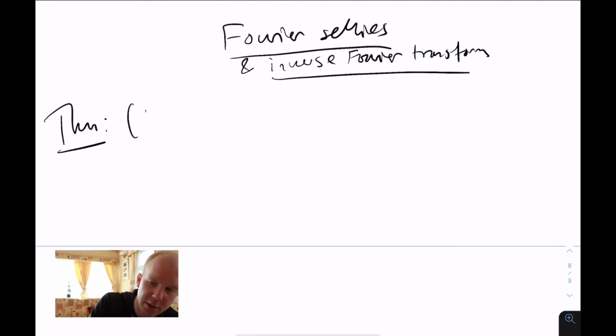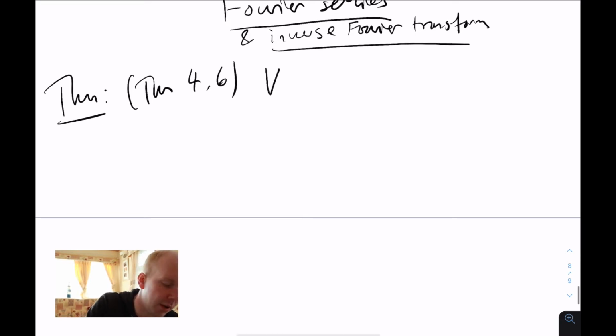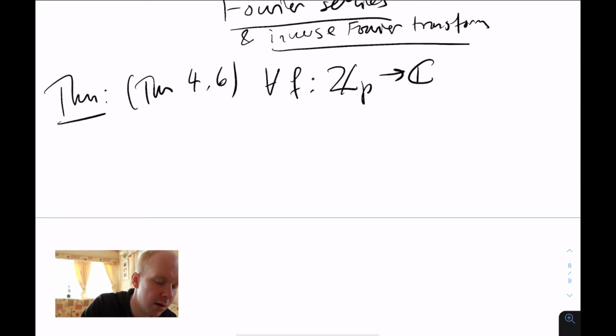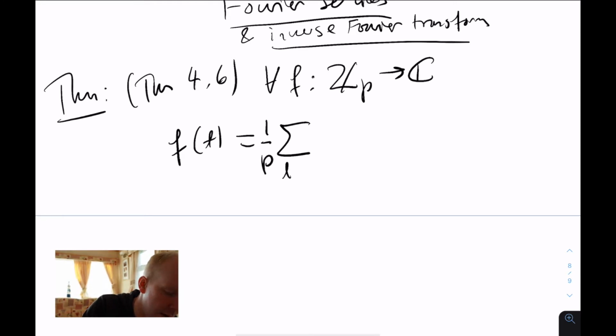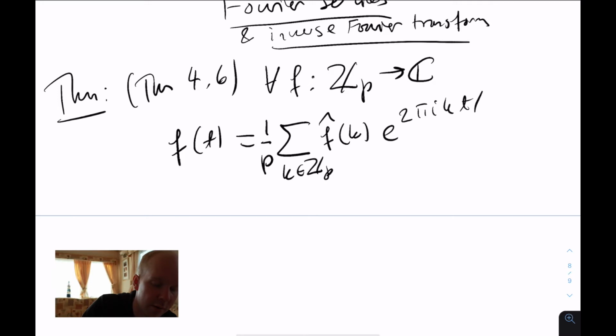So there's this theorem, I think it is Theorem 4.6 in the notes, which says the following: for any f from Z_p to C, any function, we have that f at the point t is given by a sum, with 1 over p in front, over k in Z_p of the Fourier transform f-hat(k) times e to the power 2 pi i k t over p.